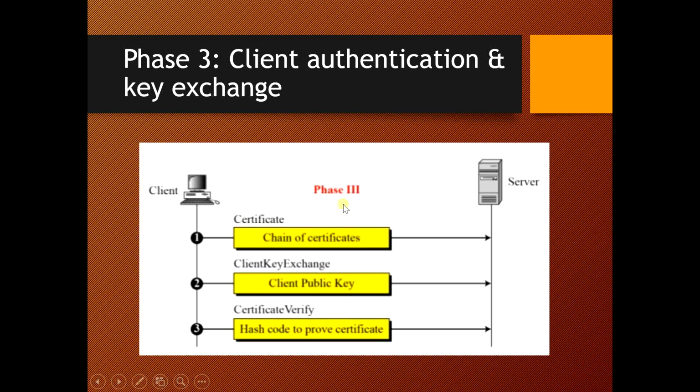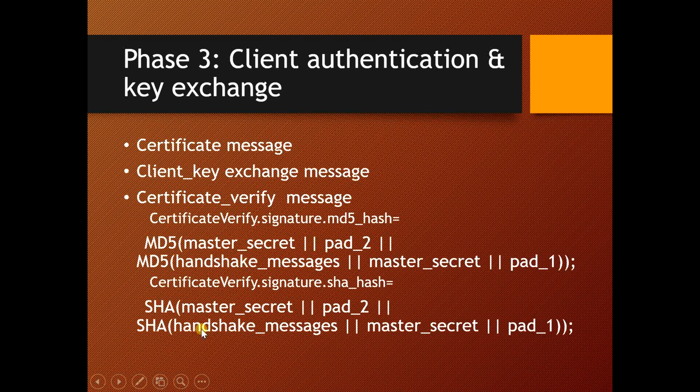Just to recall what we saw in this phase: we send a chain of certificates between the client and the server. Then we perform the key exchange from the client to the server, and the key exchange algorithms could be the ones mentioned earlier. Finally, we send a certificate verify message, where a hash code is used, shown here. An MD5 or an SHA-1 algorithm can be used, so we send the master secret and the handshake messages, and the same in the case of SHA-1.